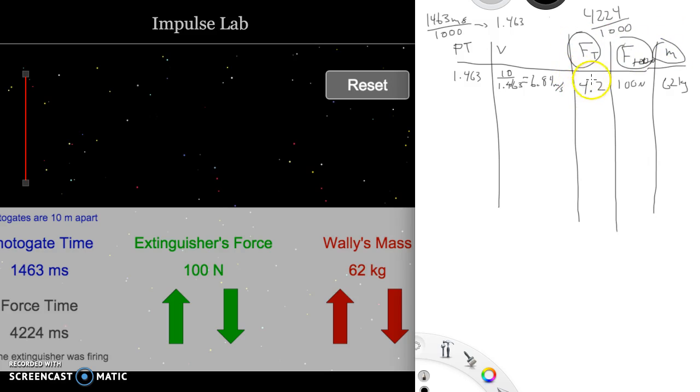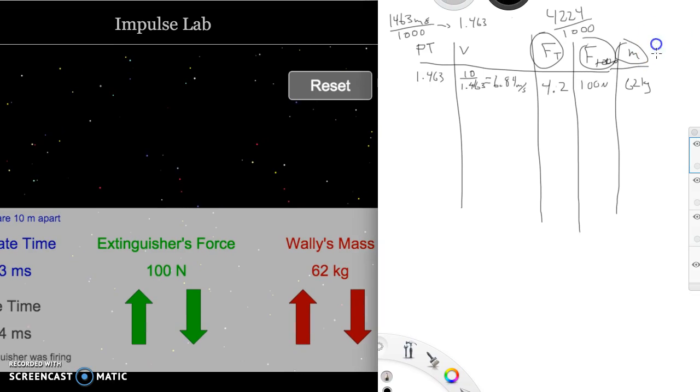Okay? For one of the experiments, you're going to keep this the same, and change the mass. For one of them, you're going to keep this the same, and change the force. And then for one of them, keep this the same, and change the time. And see how it affects the momentum at the end. And so to calculate momentum, the last thing that we do is we multiply m times v. So this would be 62 times 6.84. Okay, so that would be 424 kilogram meters per second.